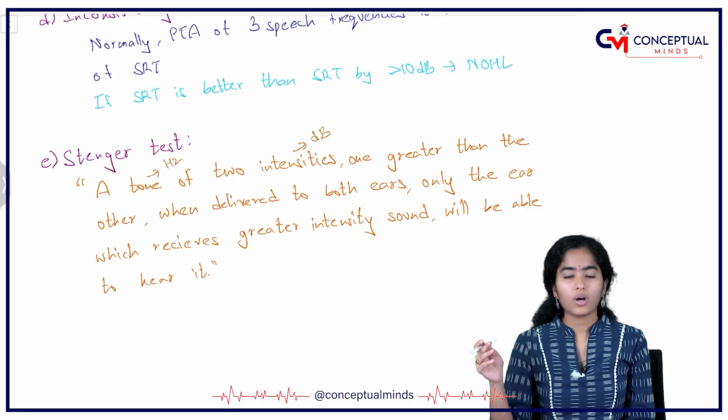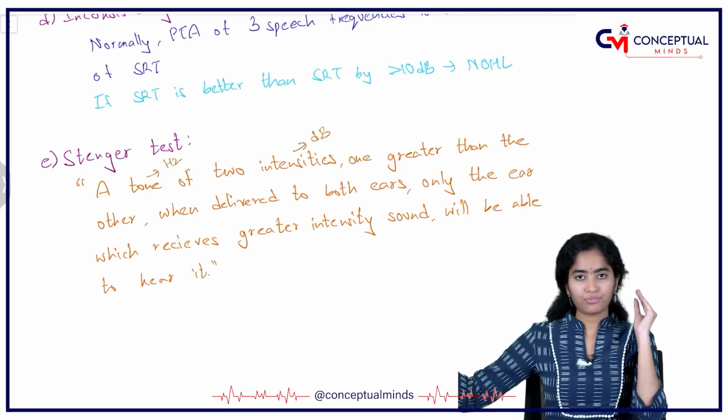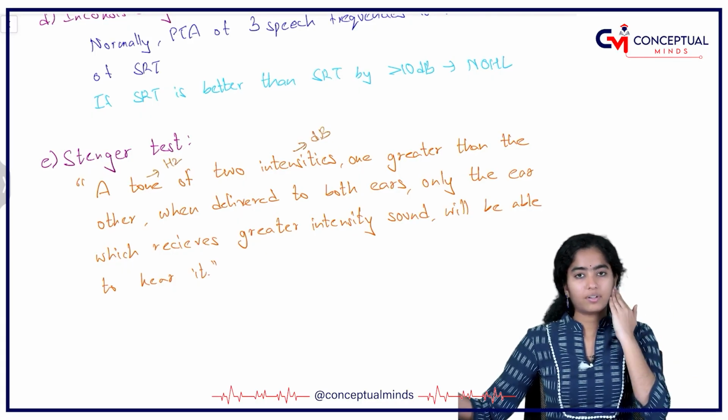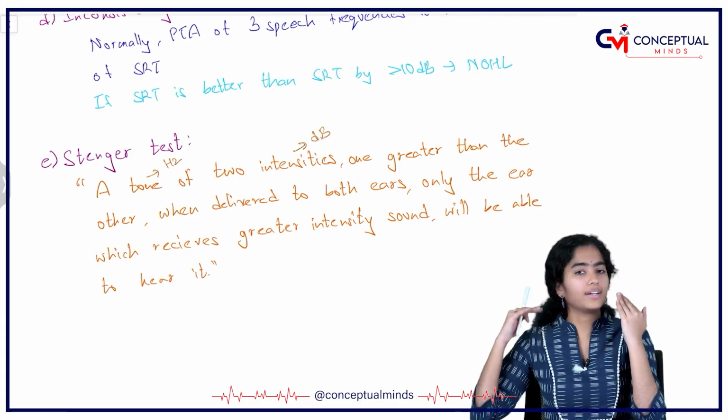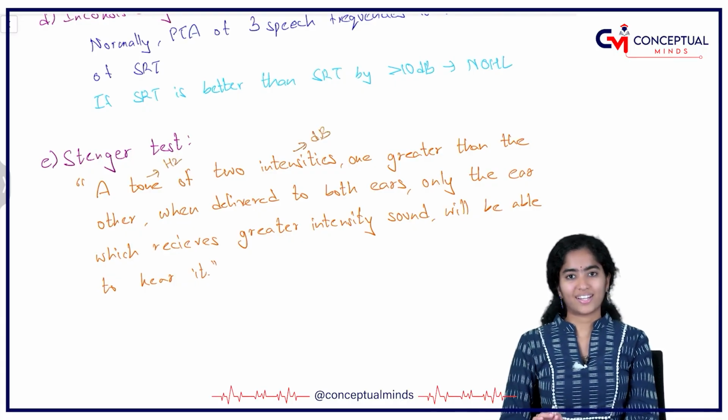512 Hz tuning fork I put at both the ears. This I put it very close and this I put it far. So obviously this is louder. And only this ear will be able to hear that sound now. This ear cannot hear anything. That is the principle of Stenger's test.